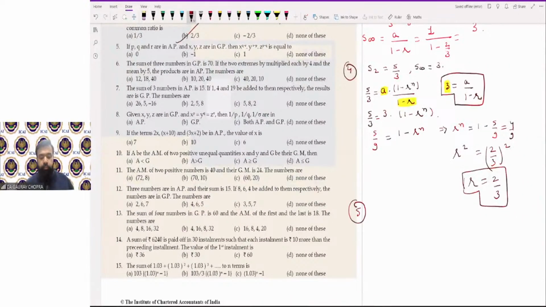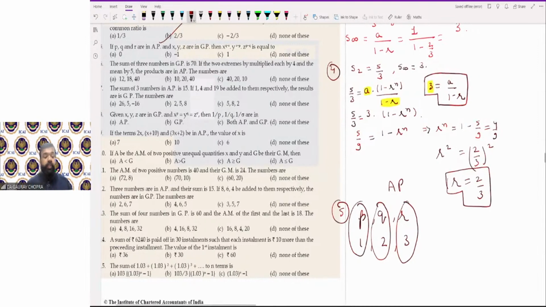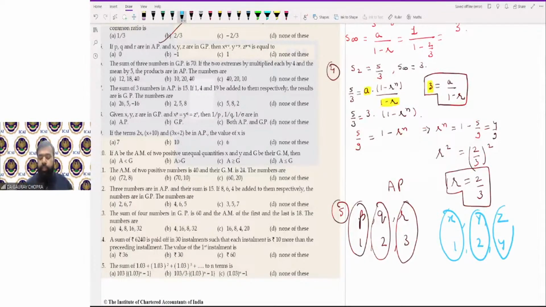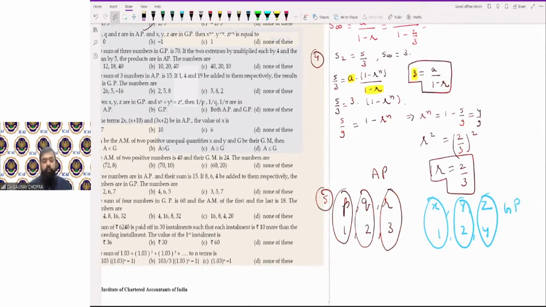सो क्वेश्चन नंबर 5, पी क्यू आर, ये तीनों नंबर एपी में है. तो कोई आसान सी सीरीज हम ले लेते हैं जो एपी में हो. 1, 2 and 3. ये हो गया आपका P, Q and R for an AP. Then next is GP, X, Y, Z. तो GP का कोई सिंपल सीरीज ले लें. 1, 2, 4, राइट. 1, 2 and 4. ये आपका सीरीज हो गया GP. नाउ अब जैसा क्वेश्चन बोल रहा है वैसा कर लो, उसका वैल्यू आपको फाइंड आउट करना है.